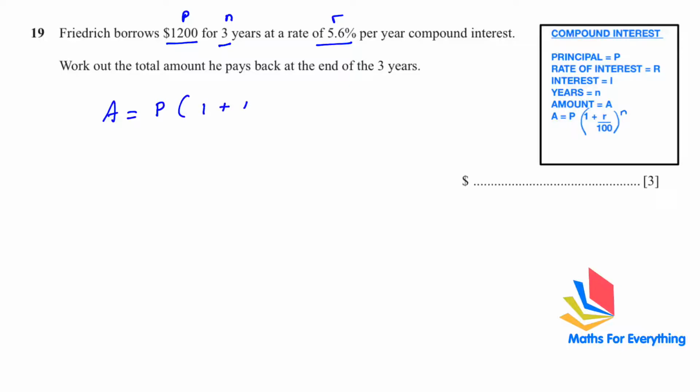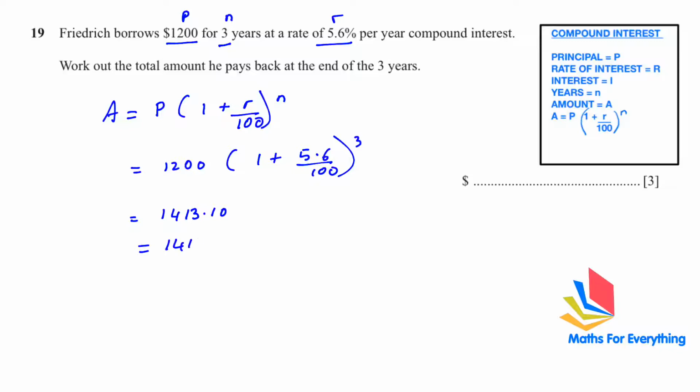P times 1 plus R over 100 to the power of n. 1200 times 1 plus 5.6 over 100 to the power of 3. And we will get 1413.1. Because it is dollars, we don't leave it as 0.1. You have to write 0.10, or you could have written it as 1413. So that's our answer.